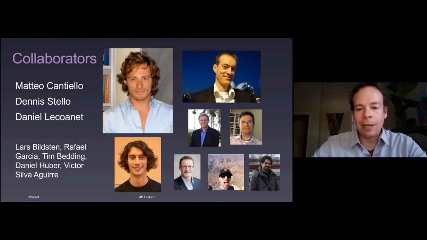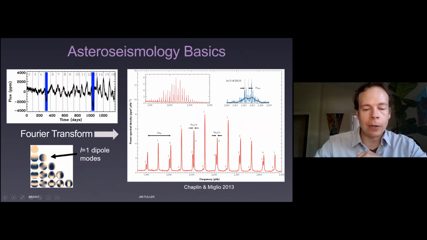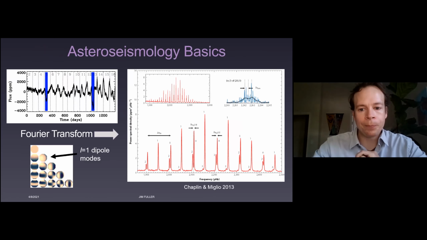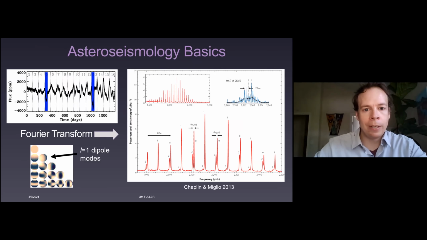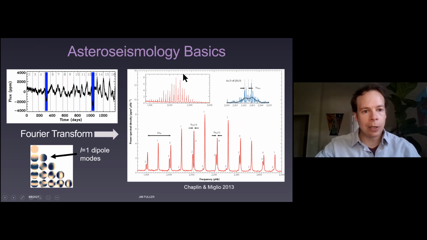So this is work done with several people, but I really want to highlight the contributions of Matteo Cantiello, who helped do a lot of the work I'm going to show. And a lot of the data you're going to see is from Dennis Stello, who is an observer who's done a lot of really great asteroseismology observations. So let's start with the basics of asteroseismology. This field has really been revolutionized over the last decade or so largely because of data from space-based telescopes like the Kepler telescope.